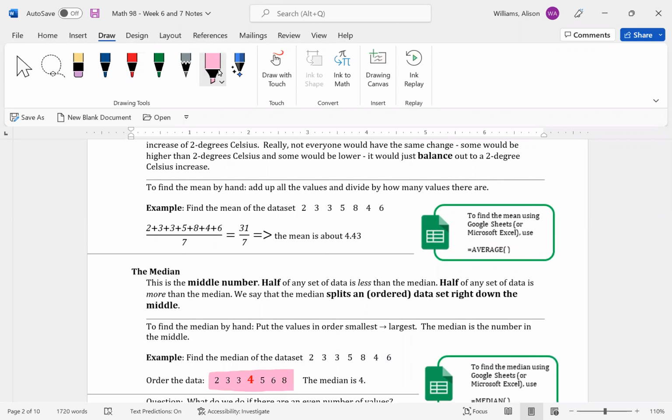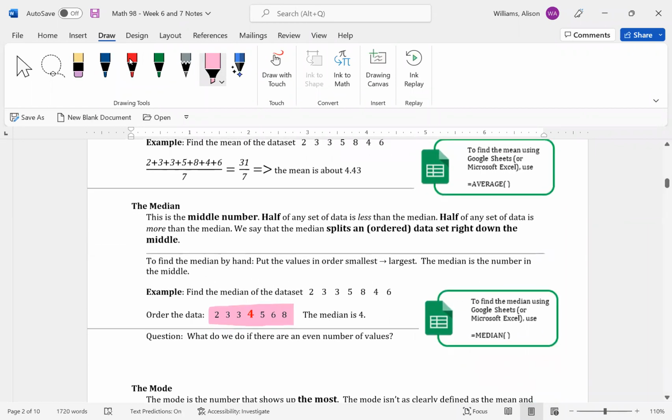And in the middle of that is the number 4. So 4 is the median. All right. So what happens if you have an even number of values? If there were 8 pieces of data, in that case, you find the mean of the middle 2.